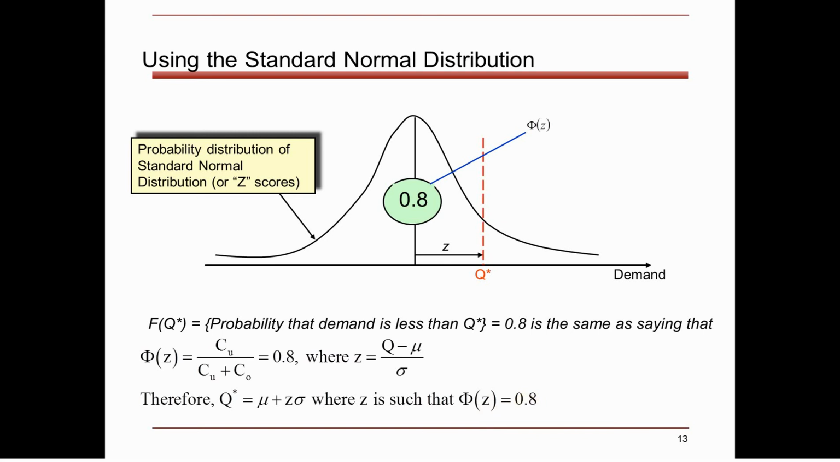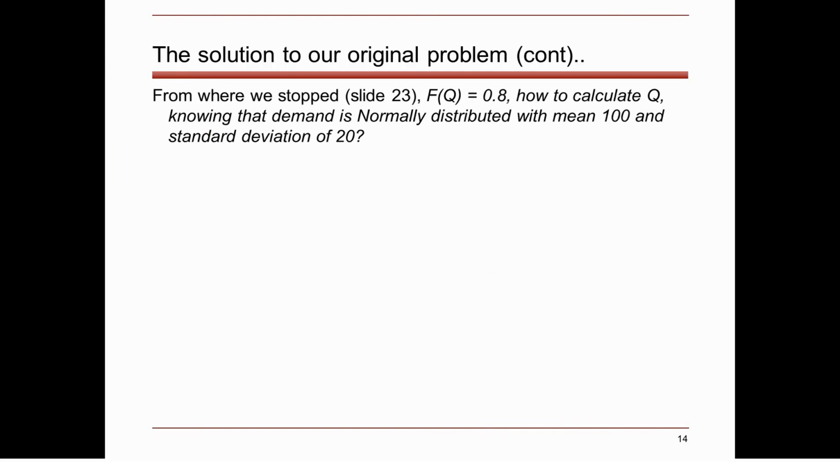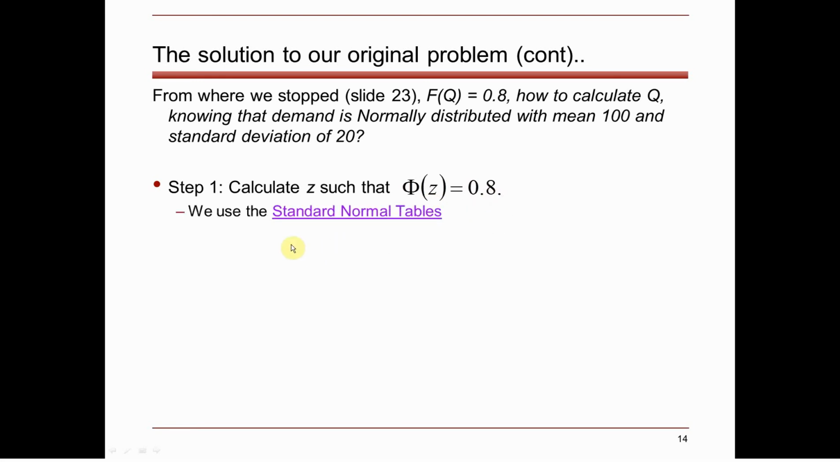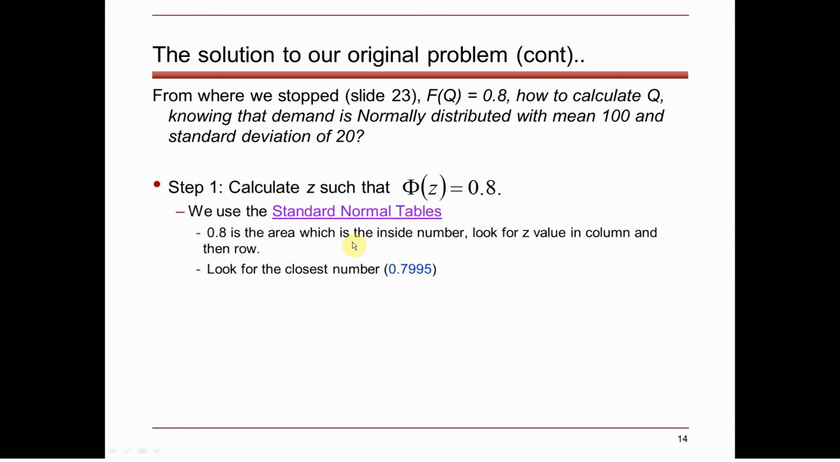You can look it up in tables or use Excel. So going back to the solution for our original problem, knowing that the demand is normally distributed with the mean 100, standard deviation 20, all we have to do is figure out what z gives us 0.8. In other words, what standard normal value gives 0.8. We can use the standard normal tables, or you can just use Excel and look at the inverse normal. And we found the closest number on the standard normal table, let's just say, is 0.7995.